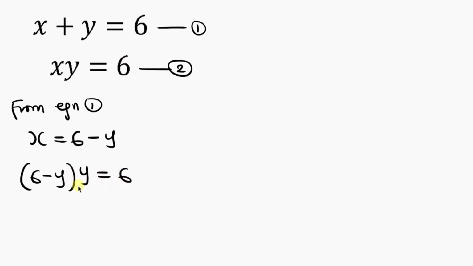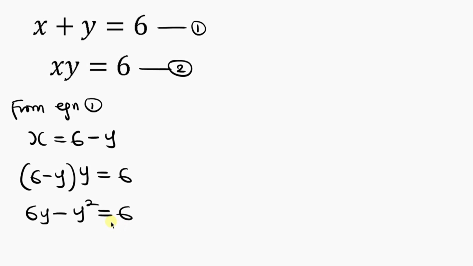So now let's open this bracket. I'm going to be using what is inside the bracket to multiply the y. So let's do that. So 6 times y is going to give you 6y minus y times y is going to give you y squared equal to 6. Are you seeing that? Good.